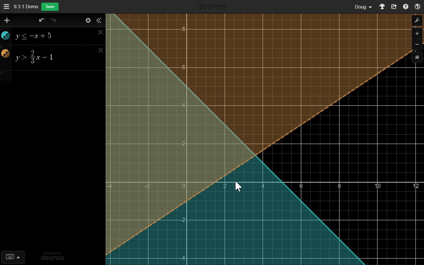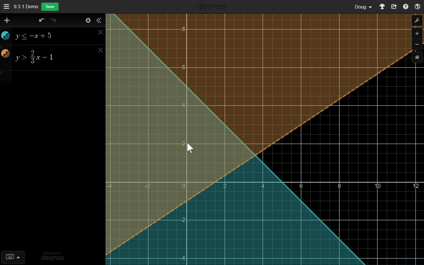So if I was to consider the point x is 0, y is 2, this point (0, 2) would work in both inequalities. So if I put in x is 0, this becomes the number 5, y is 2, 2 is less than or equal to 5 is true.